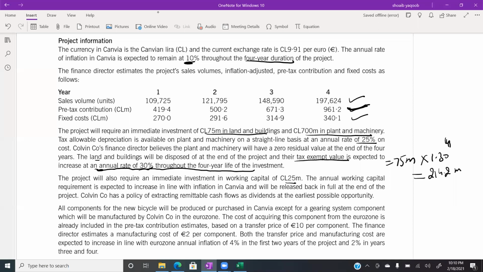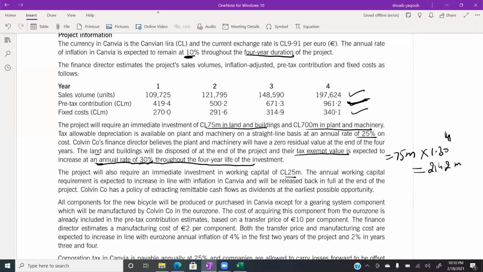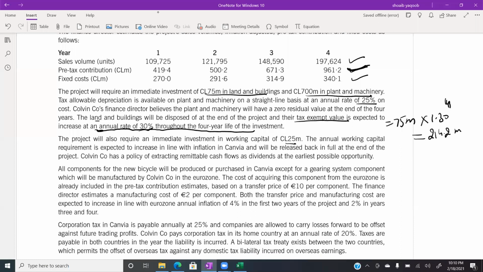Colvin Company has a policy of extracting remittable cash flow as dividend at the earliest possible opportunity. So every year you will remit 100% of the cash flows to the parent company. All components for the new bicycle will be produced or purchased in Canvia except for a gearing system component. It is not the financial gearing, it is the gearing of the bicycle, which will be manufactured by Colvin Company in the Eurozone. So you will import gearing from the parent company.